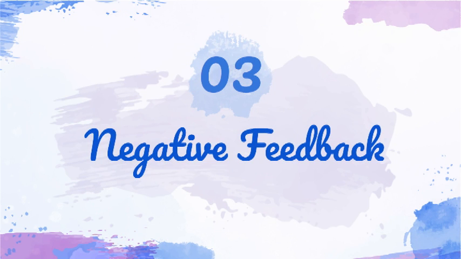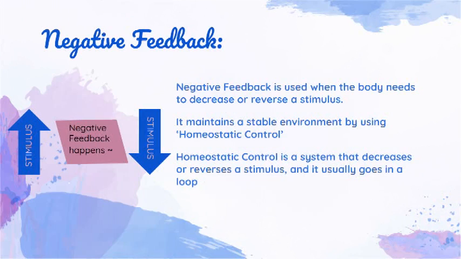Now, let's talk about negative feedback. Negative feedback is used when the body needs to decrease or reverse a stimulus. It maintains a stable environment by using homeostatic control. Homeostatic control is a system that decreases or reverses a stimulus, and it usually goes in a loop until the environment in the body is stable.